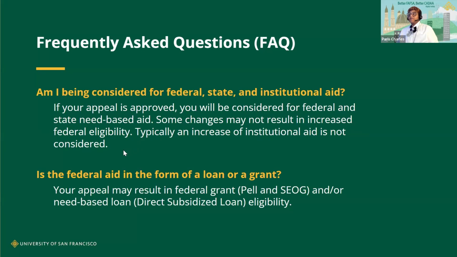Am I being considered for federal, state, and institutional aid? If your appeal is approved, you will be considered for federal, state, and need-based aid. Some changes may not result in increased federal eligibility. Typically, an increase of institutional aid is not considered. Is federal aid in the form of a loan or a grant? Your appeal may result in a federal grant, Pell Grant, or FSEOG, and/or need-based loan. Subsidized loan eligibility is also an option.